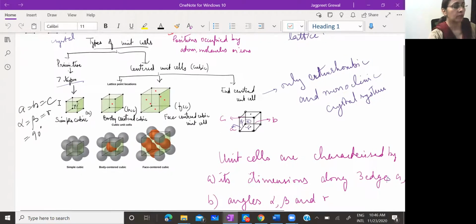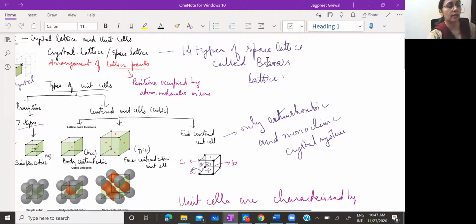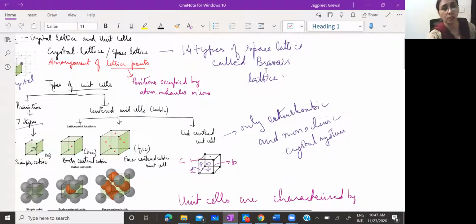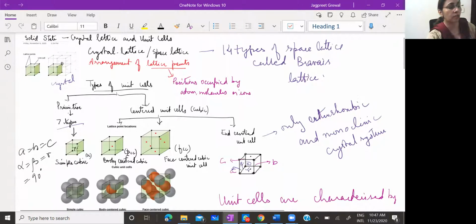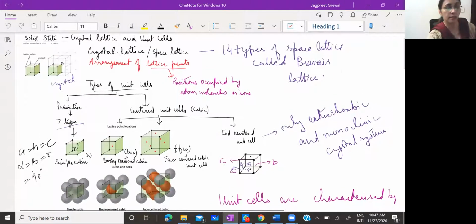So on the basis of this, you have seven primitive unit cells, which can further be converted into the centered unit cells. On that basis, the total number of systems that you can get is 14. There are 14 types of space lattices, which are known as Bravais lattices. So 7 of these, and each of them further can be BCC or FCC. On that basis, you have 14 different types of crystal systems.